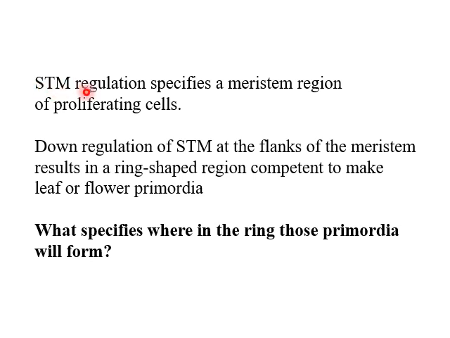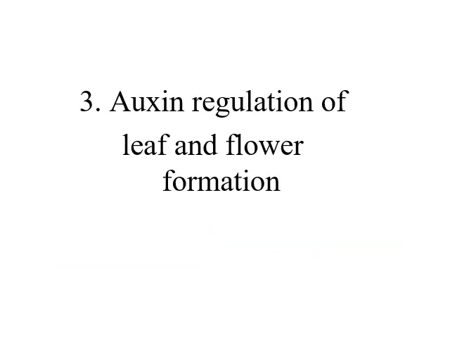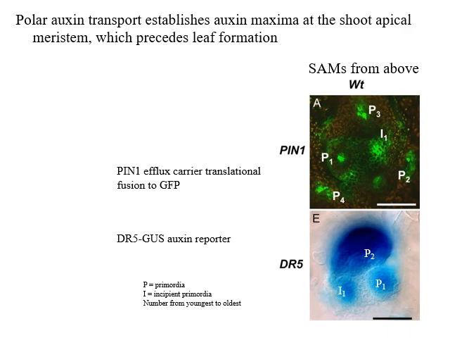So back to STM. STM regulation specifies the meristem region of proliferating cells. Downregulation of STM at the flanks of the meristem results in a ring-shaped region competent to make leaf or flower primordia. We only looked at it in longitudinal sections, but it's a ring-shaped region that is then competent to make leaf primordia. So what specifies where in the ring those primordia will form? That's where auxin regulation of leaf and flower formation comes into play, and I already mentioned a little bit about that.